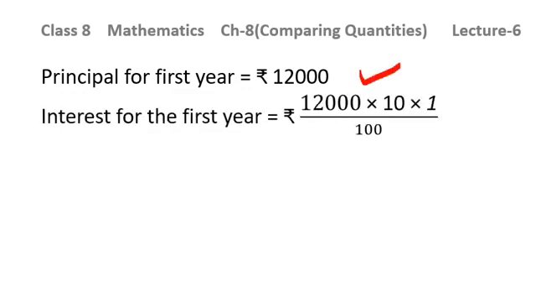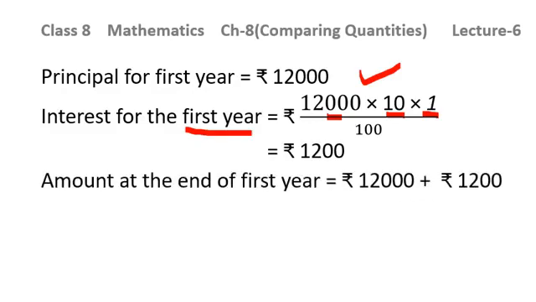Interest for the first year: we know the formula of simple interest, that is P into R into T divided by 100. Here we have taken 1 year because we are finding the interest for the first year. After calculating it, you will be getting rupees 1200 as the interest for the first year.